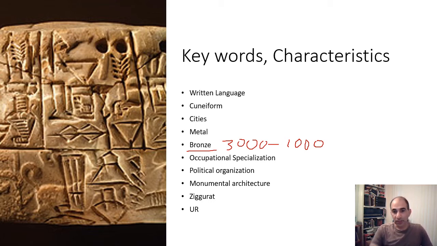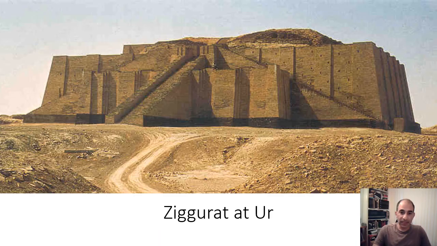So those are the characteristics. So again, just to recap briefly, written language, cities, use of metal, that's 3, occupational specialization, 4, political organization, 5, monumental architecture, 6. Those are the 6 key characteristics of civilization that you're first going to see in the Middle East. And again, a good example of monumental architecture is the ziggurat. And there it is. So there's a pretty good image of the ziggurat, again located in a city called Ur in modern day Iraq.